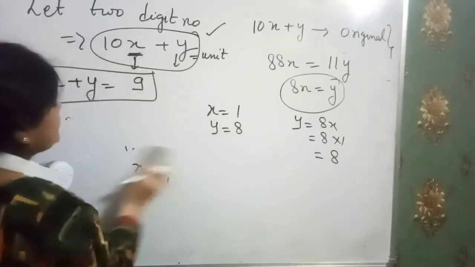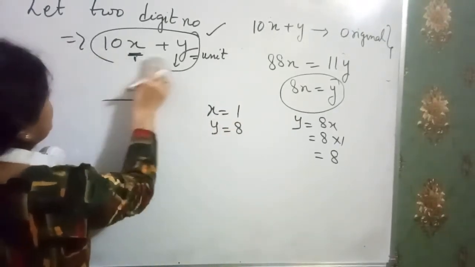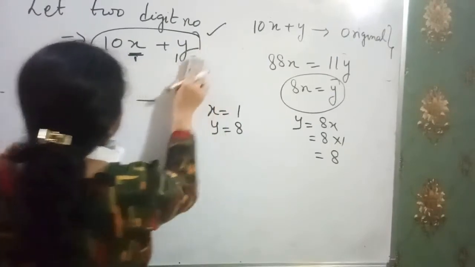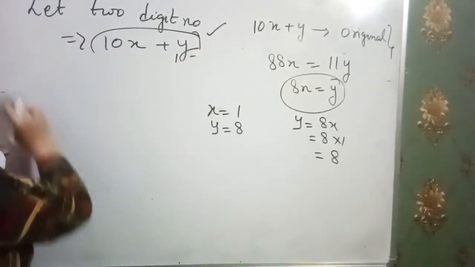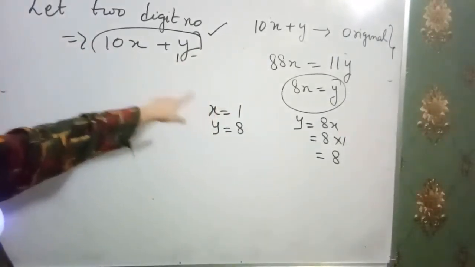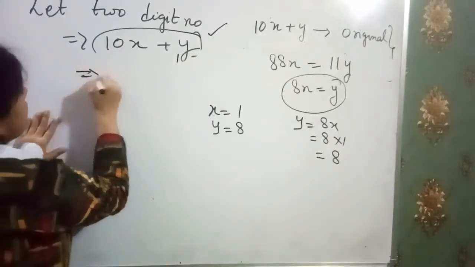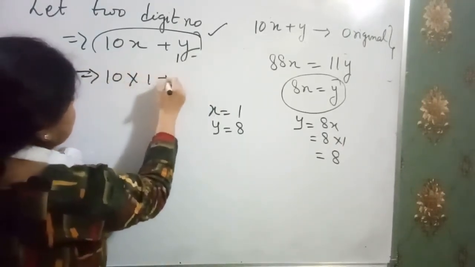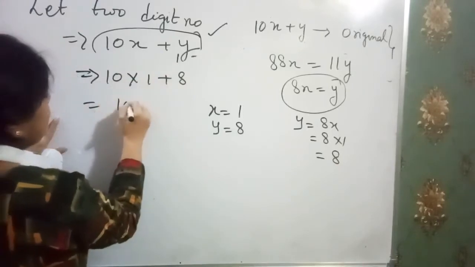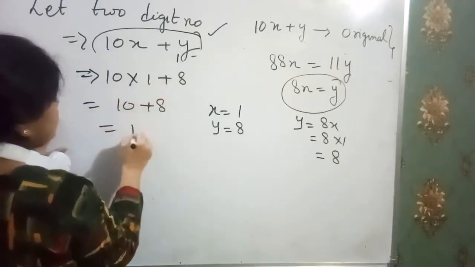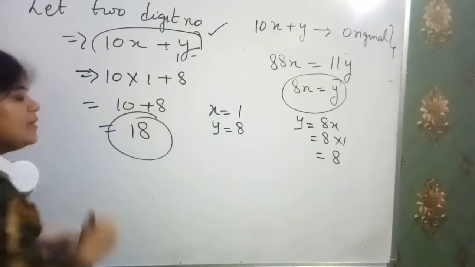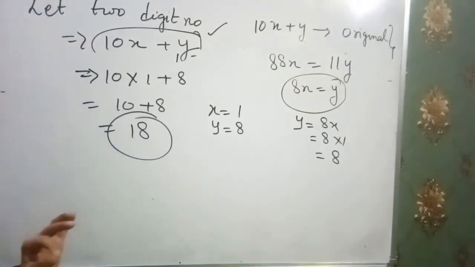Now see how will we write the answer. We have the digit 10x plus y. Clear? So put the value of x over here, 10 into 1 plus 8. So we have 10 plus 8, that is 18. So the two-digit number is 18. Clear?